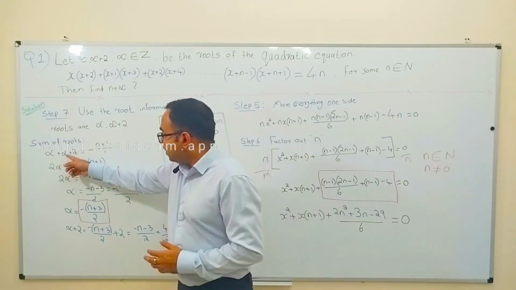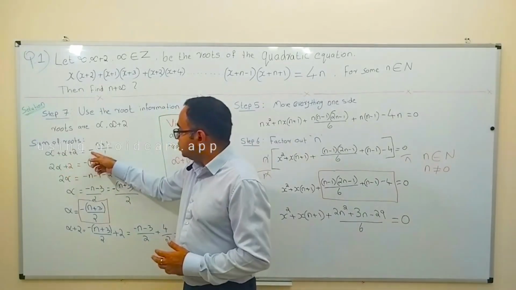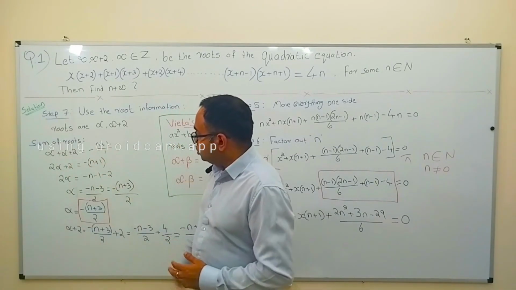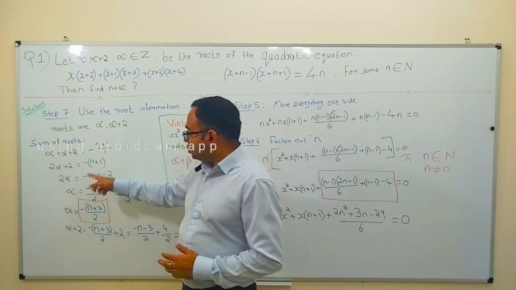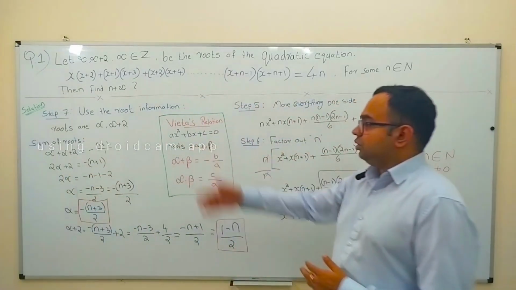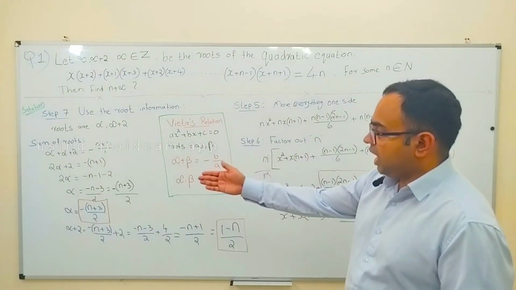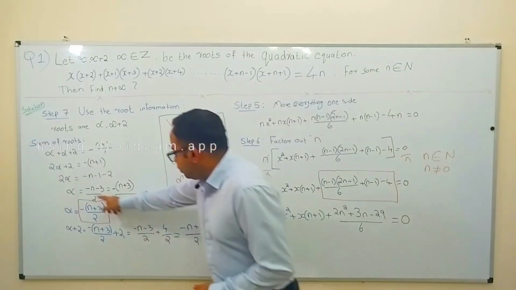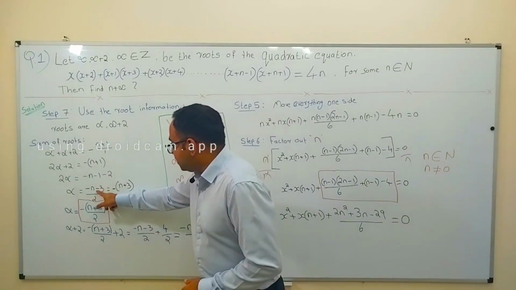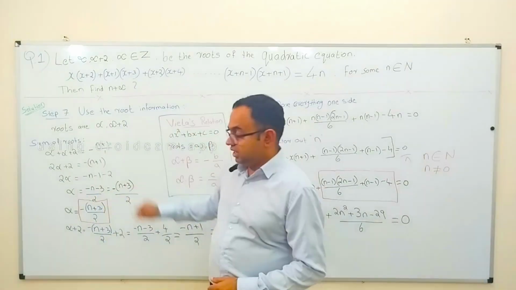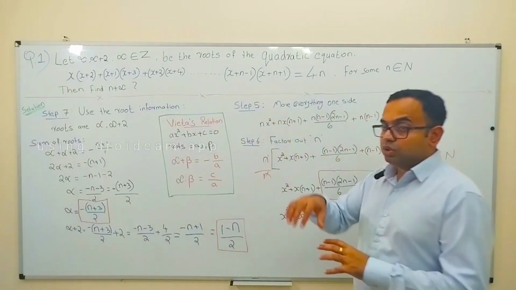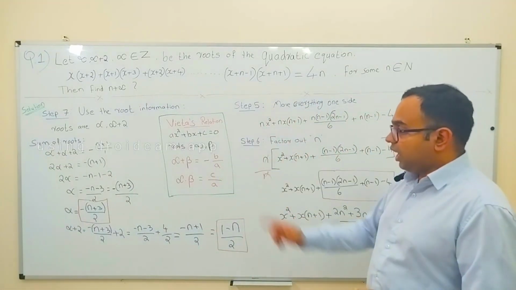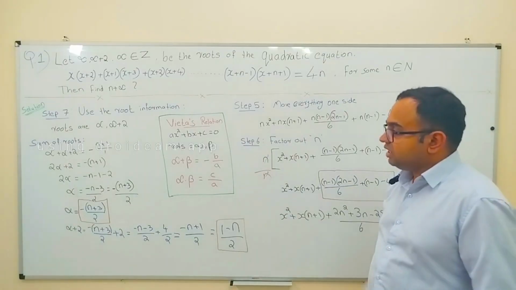So alpha plus 2, the sum of two roots, is minus (n plus 1) divided by 1. So 2 alpha plus 2 is equal to minus (n plus 1), and from this equation, finally alpha is equal to minus (n plus 3) divided by 2. Here we open the bracket and take the negative out. That's why n plus 3 comes here. So alpha value is equal to minus (n plus 3) divided by 2.